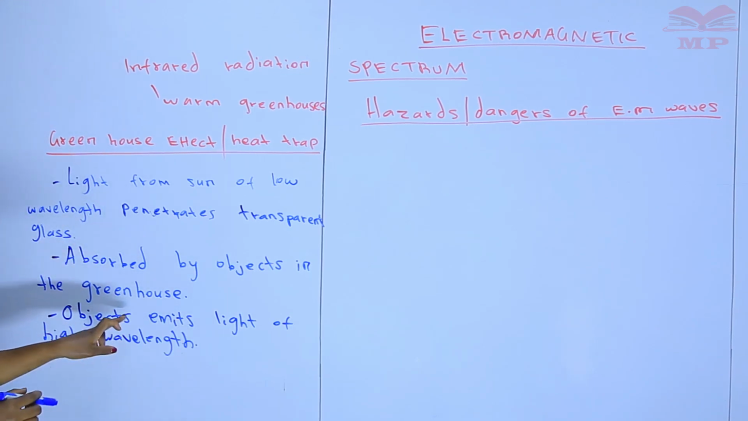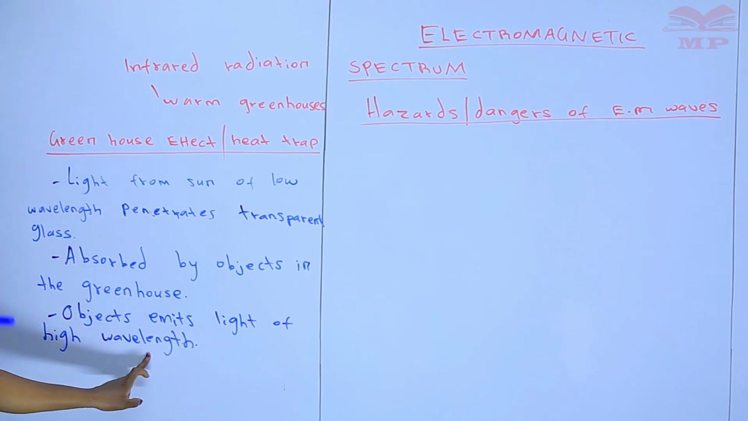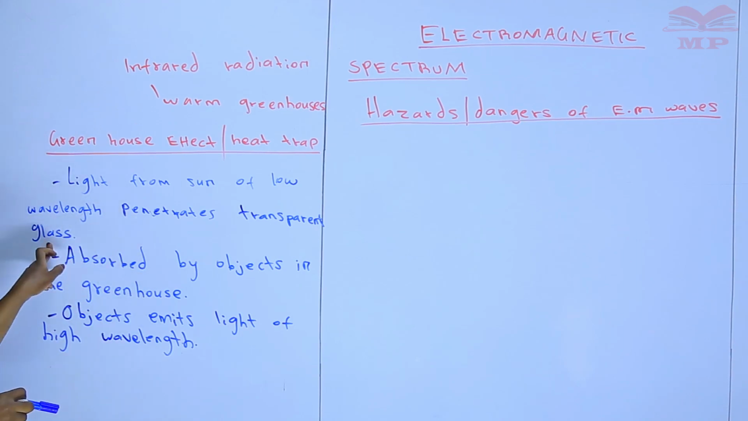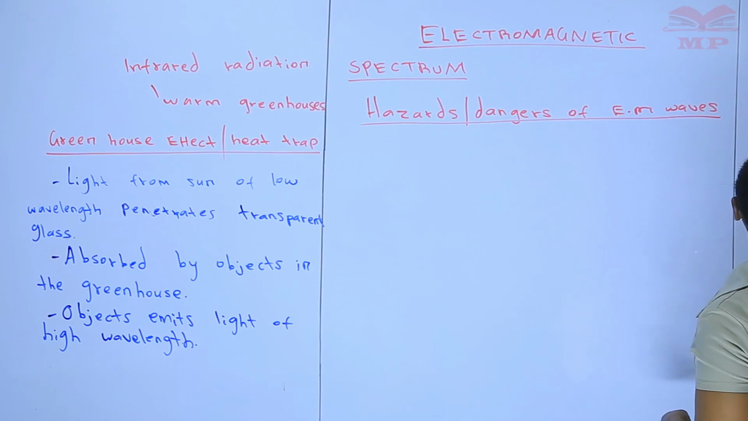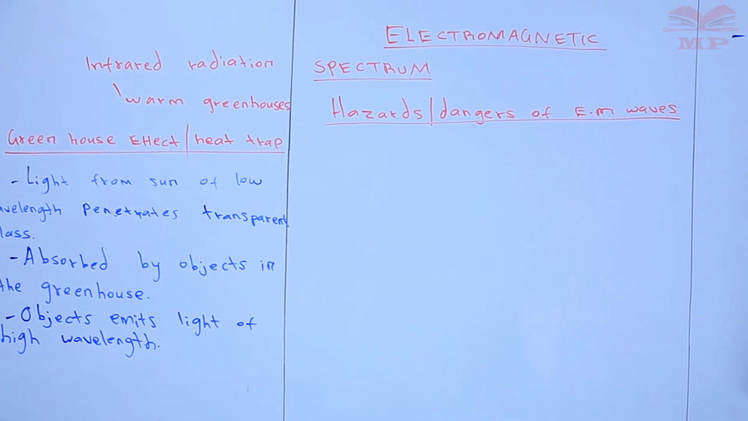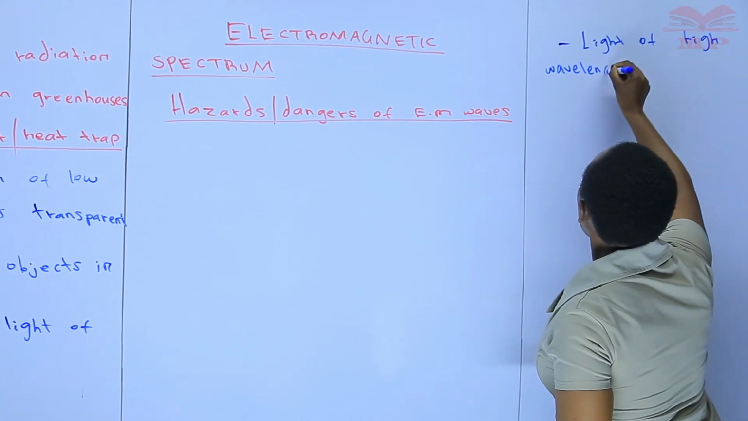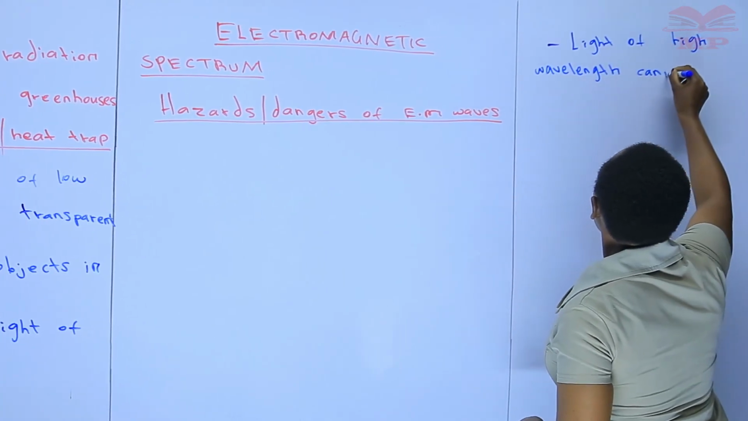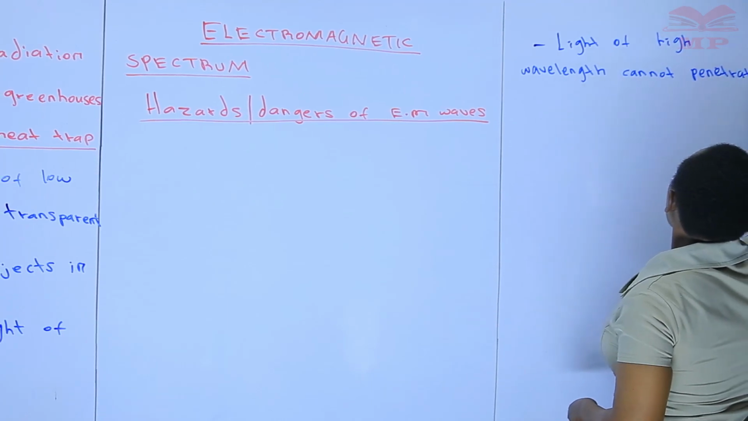So when the objects in the greenhouse emit light of high wavelength, this light cannot penetrate the glass again. This light of high wavelength cannot penetrate the glass.